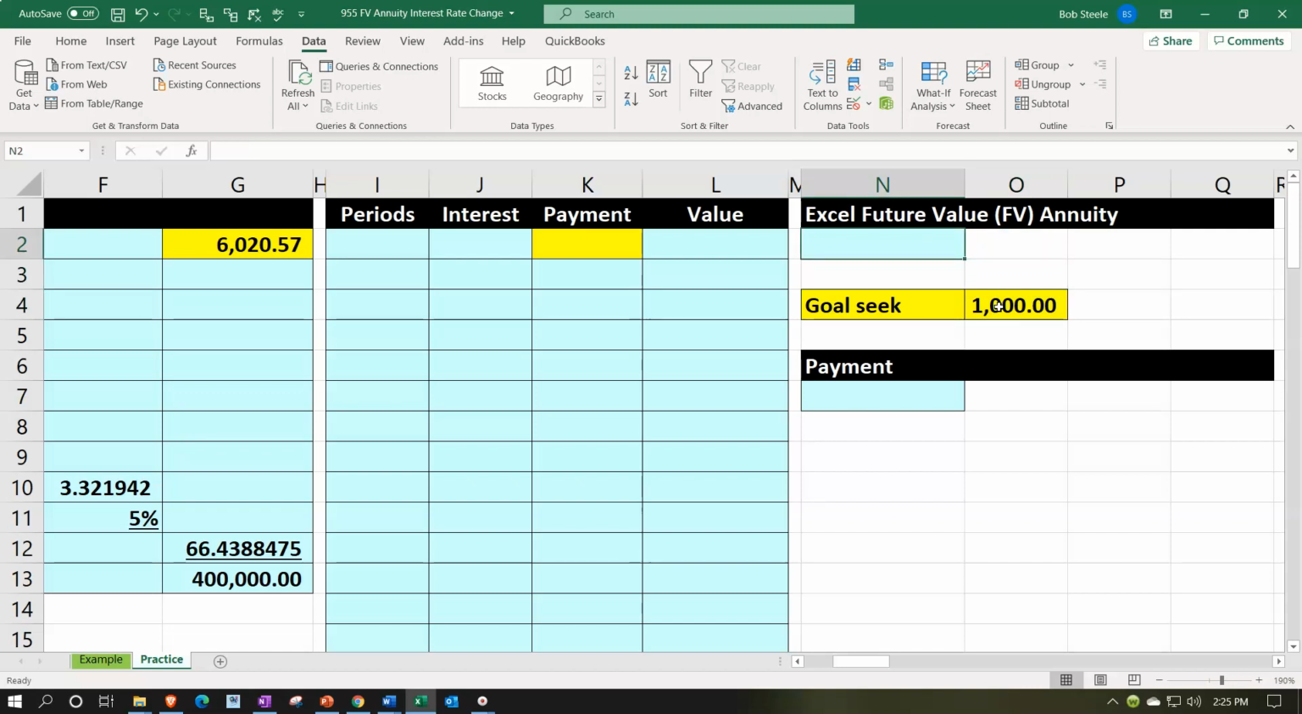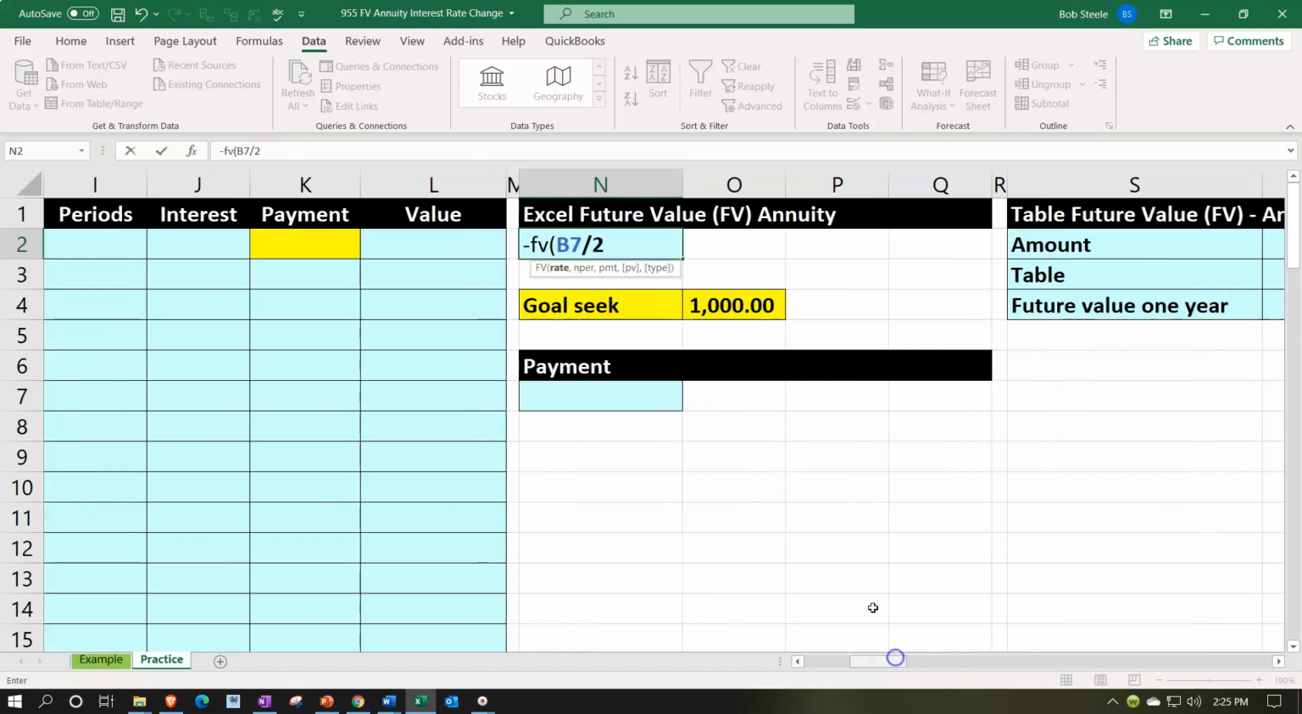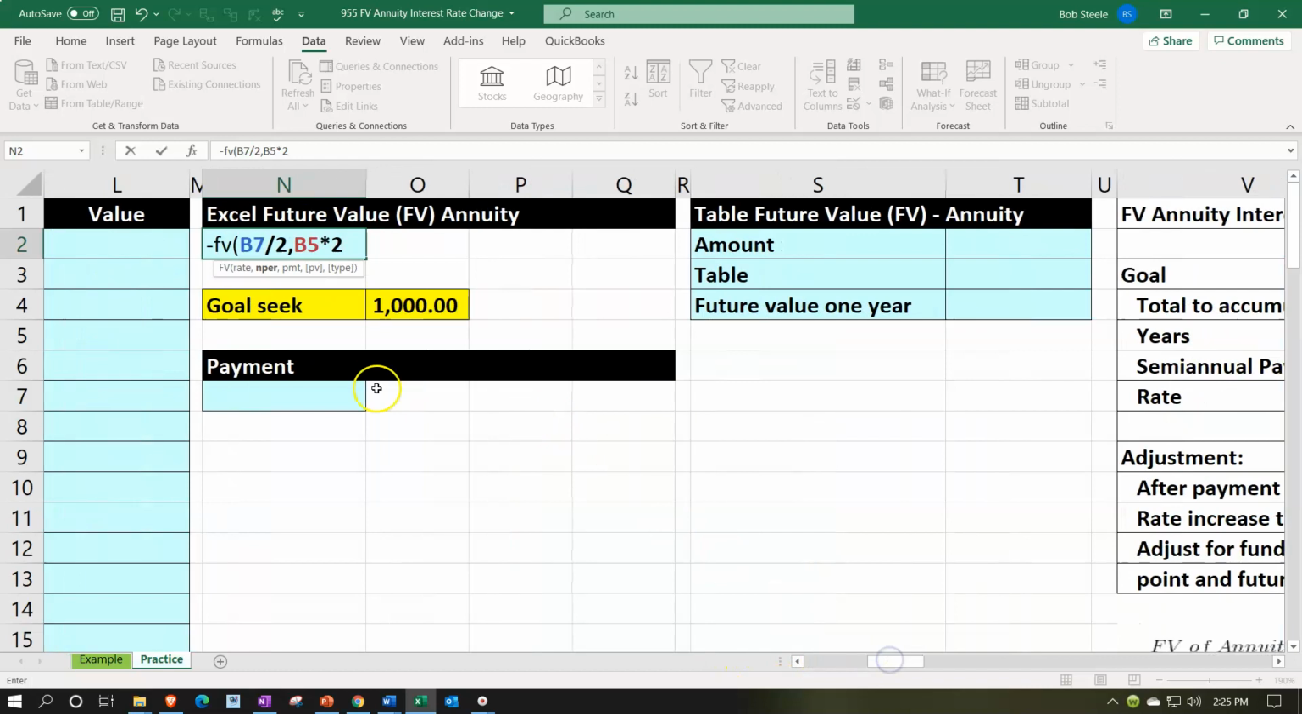I'm going to then say that this is going to be negative future value, shift 9. The rate is going to be this 10% divided by 2, because that's the yearly percent, and we need to make it a percent per half year, or 6 months, semi-annual, comma. Number of periods is going to be then 15 times 2, because once again, 15's yearly. We have semi-annual, therefore 30 payments, 15 times 2, comma, and then we got the payment, which we don't know.